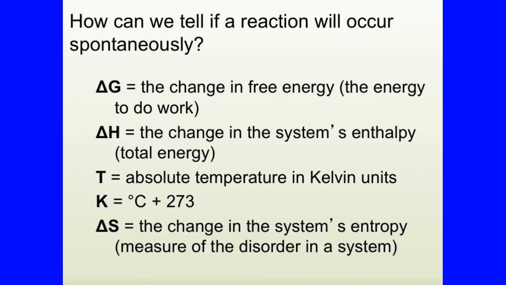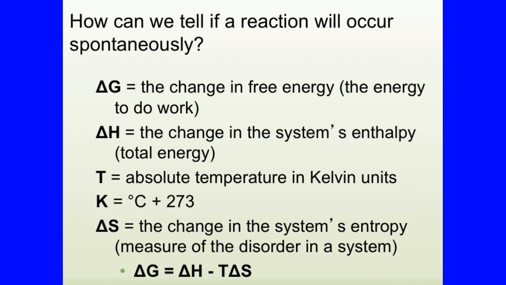Then the delta S is the change in the system's entropy, so the change in the system's chaos or disorder. And the total equation that you would now use, since you know what each of these mean, to find out if there's a positive change in energy or a negative change in energy, is this one down here. This is delta G is equal to delta H minus T delta S.